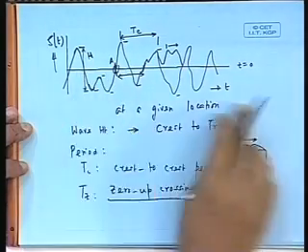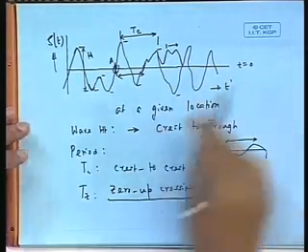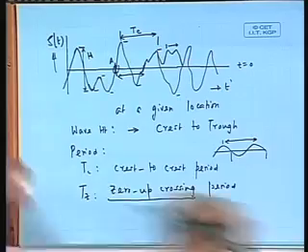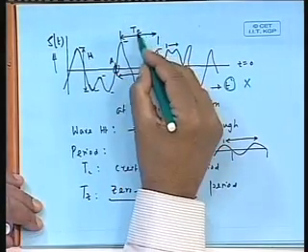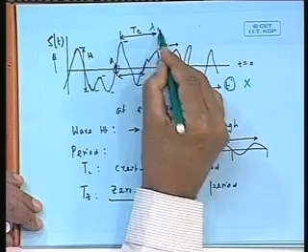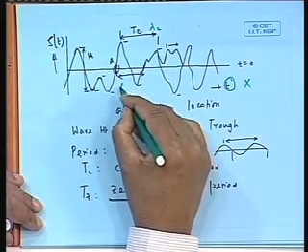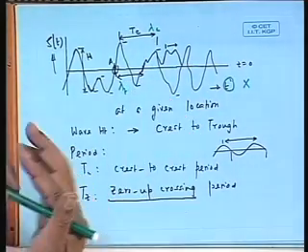Now supposing instead of period, I have length. Then instead of Tc, it becomes lambda c, and instead of Tz, lambda z. In other words, you will have the crest to crest distance as one kind of length, or zero upcrossing to the next zero upcrossing as another kind of length.